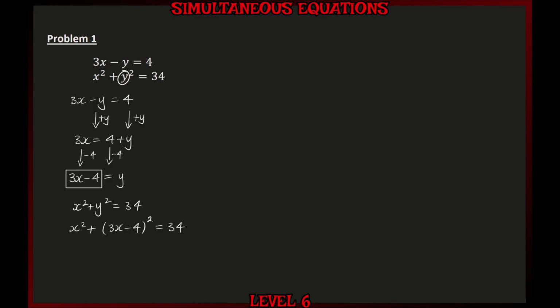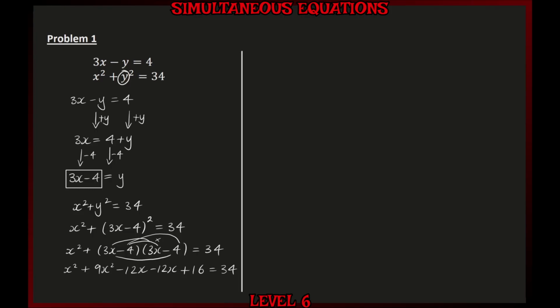To continue, we now need to expand the bracket in the middle. So we have x squared plus, and to expand a bracket that's being squared, we can write the bracket out twice because squaring something means it's being multiplied by itself, and that's still equal to 34. So we can now expand the bracket in the middle and say that we have 3x times 3x, which is 9x squared, 3x multiplied by minus 4, which is minus 12x, minus 4 multiplied by 3x, which is minus 12x, and finally minus 4 multiplied by minus 4 gives us plus 16, and that's equal to 34.